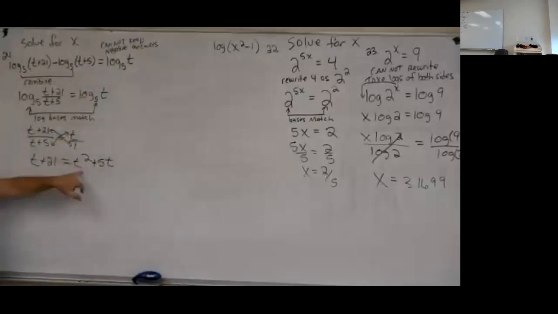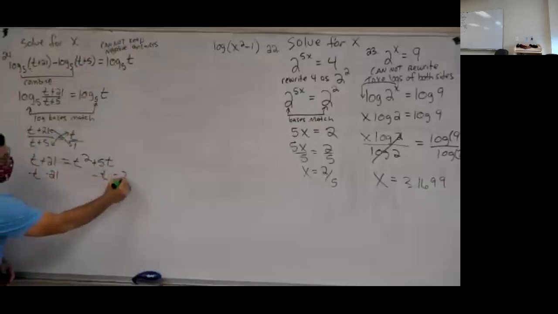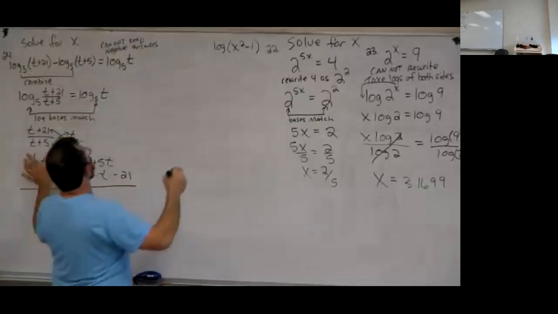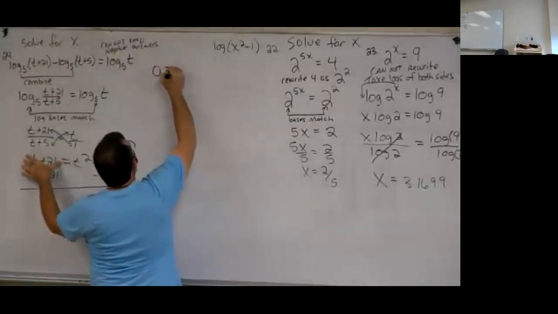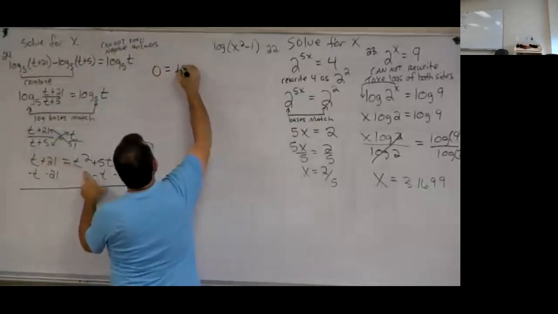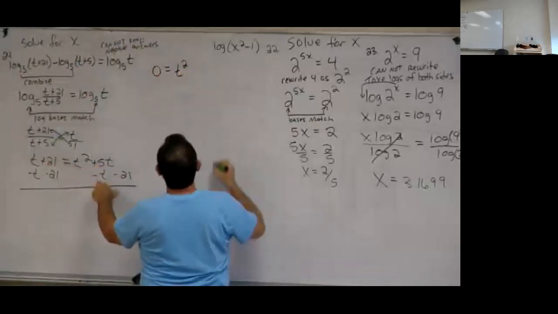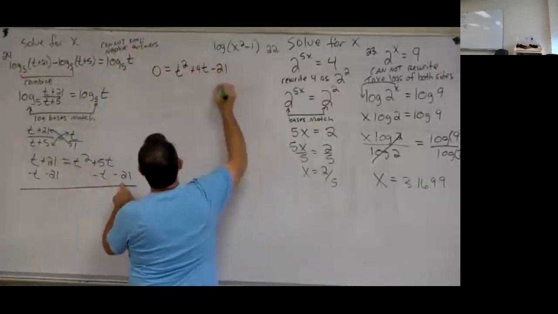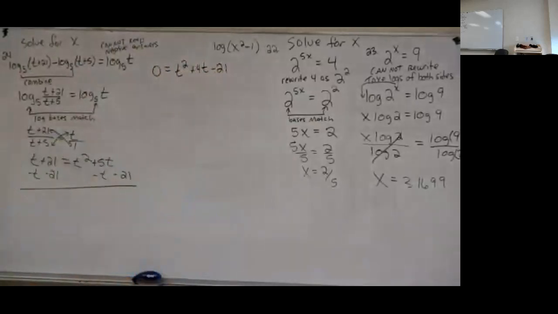Now, you got a T squared, so this side needs to be a 0. So I'm going to subtract a T and a 21 from both sides and see what that gives me. So let's see, this side's going to be 0. That's going to equal T squared. 5 minus 1T gives me 4T, and then minus my 21, okay? And y'all remember, anytime you have these T squareds in there, you got to get it on one side equal to 0, and then you're going to factor it.